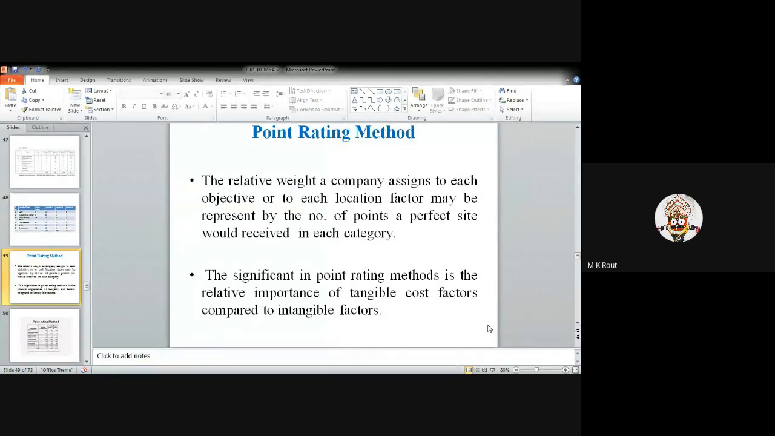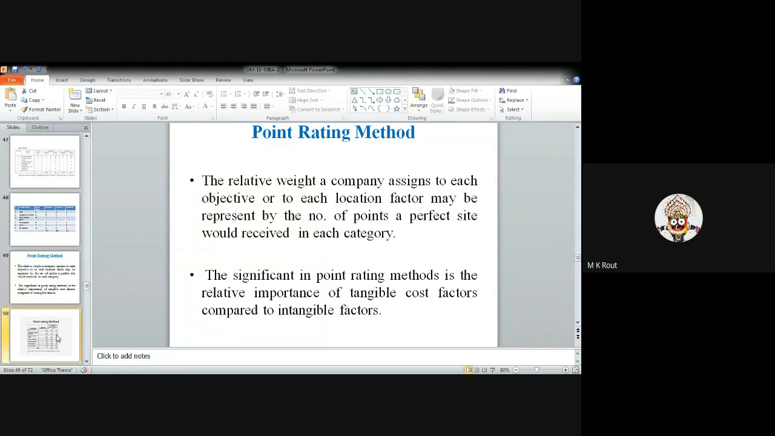For one location, they directly give weightage for transportation, for availability of cheap manpower or skilled workers. They provide weightage to workers' availability, worker preference, as well as transportation. So these weightages are from the company side and are assigned to different location factors. And these are compared with the most important thing, that is the cost factors. In the point rating method, it is very important that the tangible cost factors are directly compared with intangible factors.